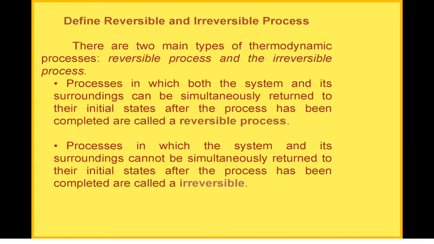System and surroundings both go to a different state, and they come back without any change, inside the system or outside the system, in the surroundings. No change at all. Processes in which the system and its surroundings can't be simultaneously returned to their initial states after the process has been completed are called irreversible.